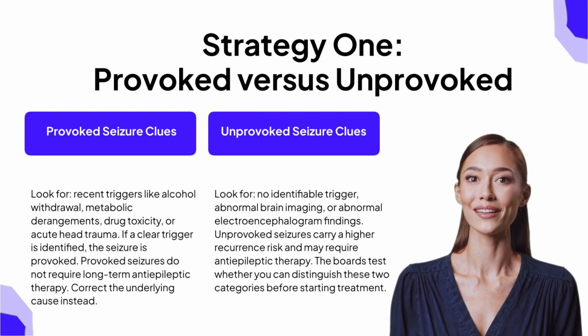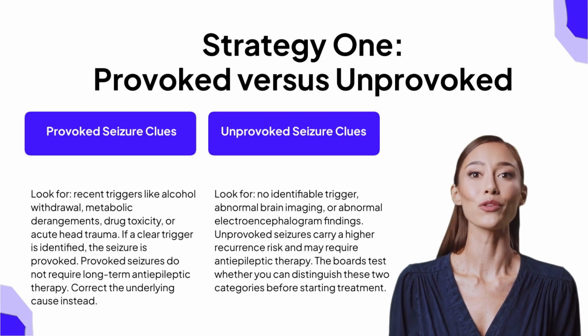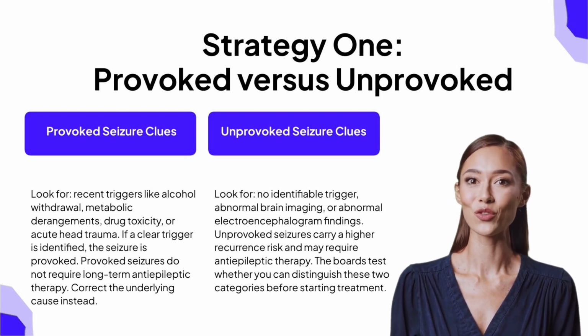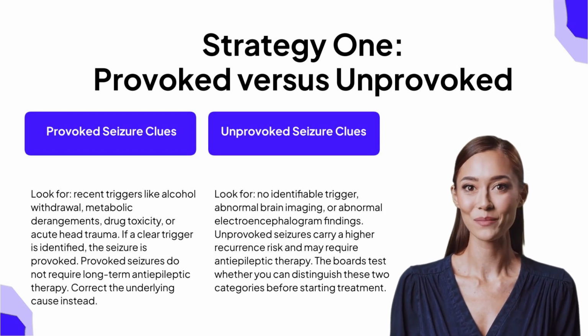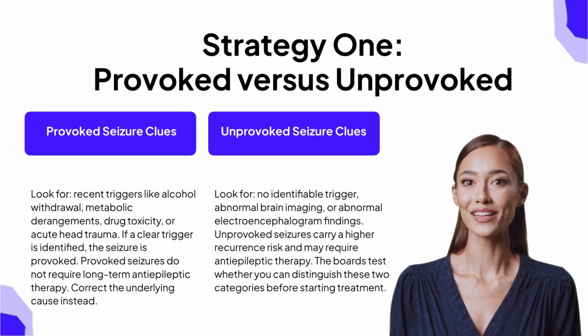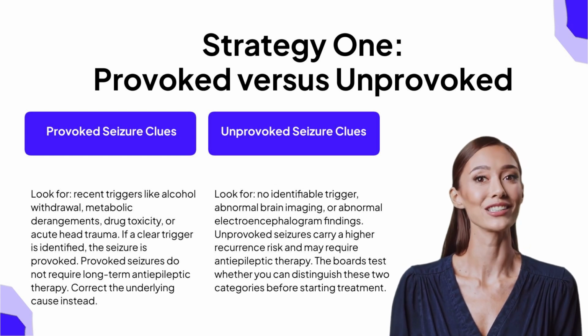On the other side, an unprovoked seizure has no identifiable trigger. The question will describe a patient with no obvious metabolic derangement, no recent trauma, and no toxic exposure. These patients need workup with brain imaging and electroencephalogram to assess recurrence risk. This distinction drives treatment decisions, and the boards test it directly.